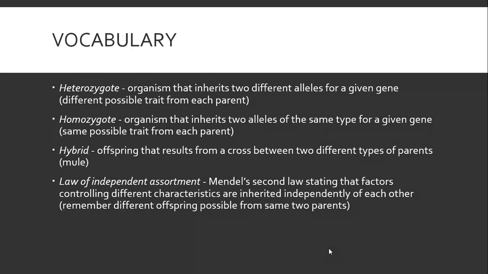The law of independent assortment is Mendel's second law, and we're going to talk about it a little bit more. But it says that factors controlling different characteristics are inherited independently of each other. So like your hair color from your dad does not determine your eye color necessarily. You could get your eye color from your mom. And it's important to remember that different offspring have different possible characteristics from the same two parents.